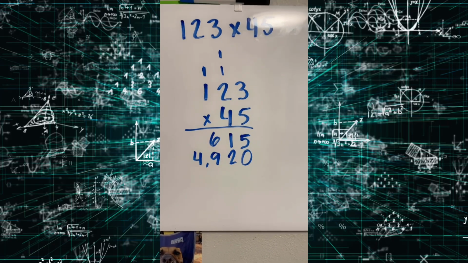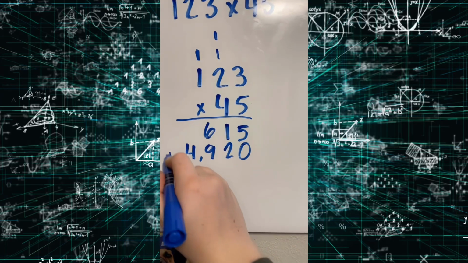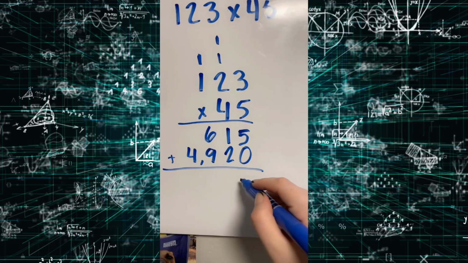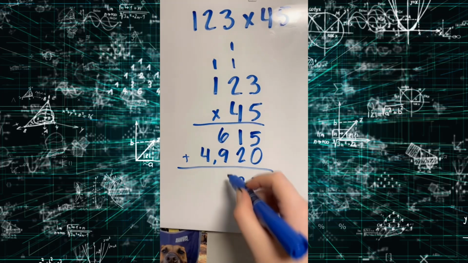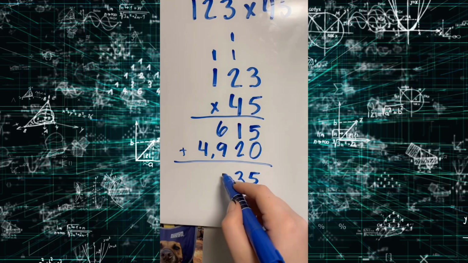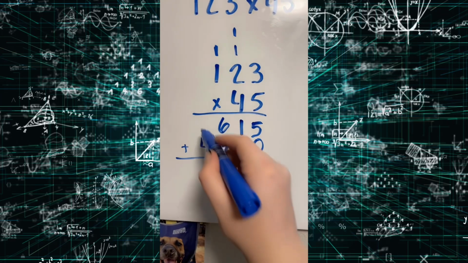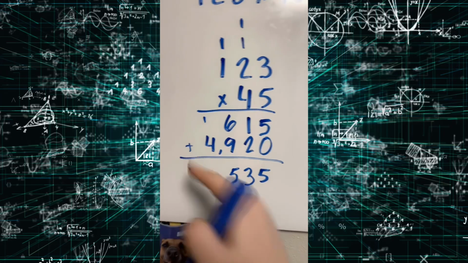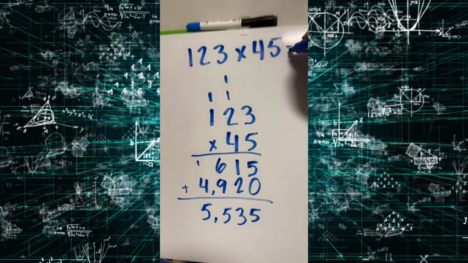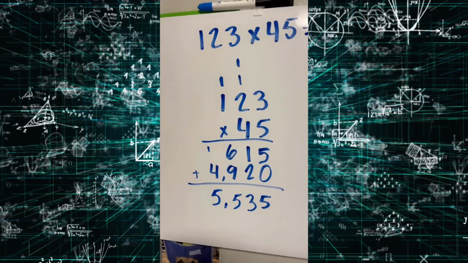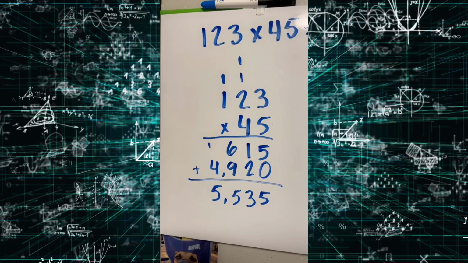Our last step is to add these up. We've got 5 plus 0 is 5. 1 plus 2 is 3. 9 plus 6 is 15, so we're going to put a 5 here and a 1 here. 1 plus 4 is 5. So that should make our answer 5,535.